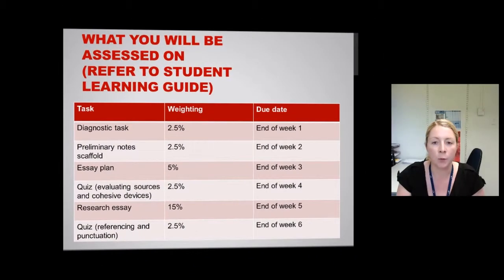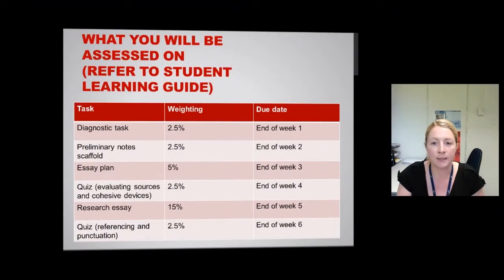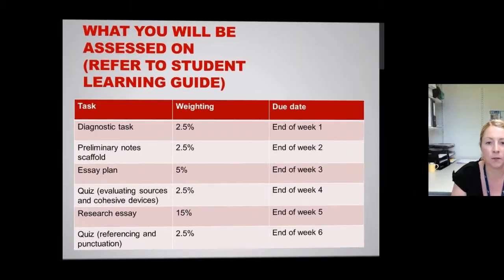In week 4, you'll be required to complete a brief quiz on evaluating sources and cohesive devices. There are important academic skills that you will learn about during that week. Week 5 is a research analytical essay, where you will argue your point of view on a particular issue. This task is mandatory, which means you will need to submit it to pass the course.